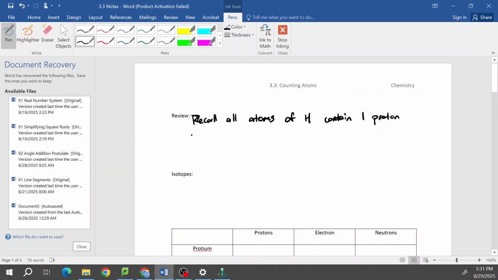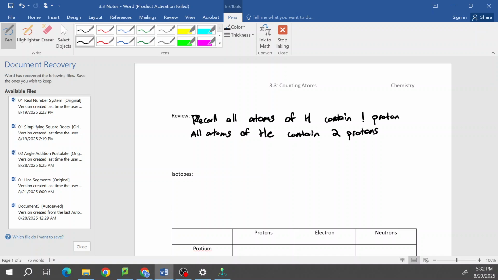Okay. Similarly, all atoms of helium contain how many protons? Well, if I look at the periodic table, helium is the second element on the periodic table. It has an atomic number of 2, so all atoms of helium contain 2 protons, no matter what. Finding the number of protons in an element is relatively straightforward. We're going to look for the atomic number on the periodic table, and whatever the atomic number is, that's going to tell us how many protons we have.